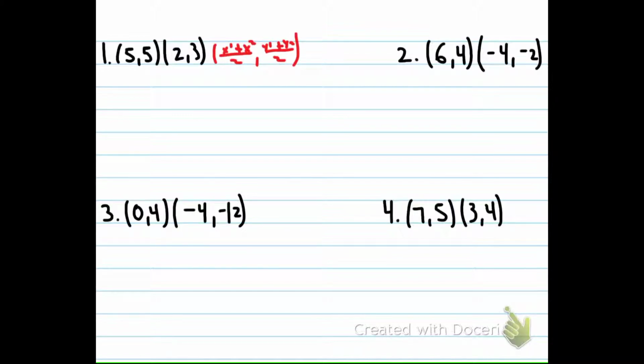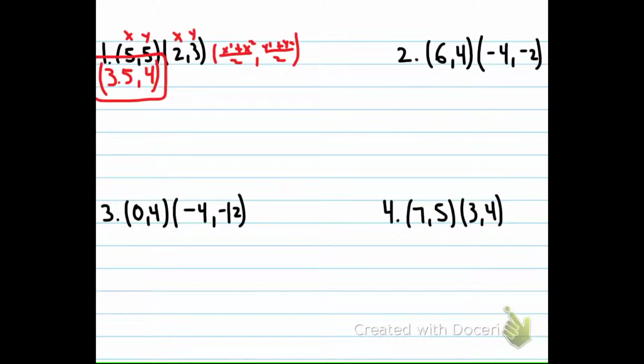So we're first going to start with our x's. So this is our x and then this is our x. So 5 plus 2 is 7, and 7 divided by 2 is 3.5. And then our y's, 5 plus 3 equals 8, so 8 divided by 2 is 4. So our answer is 3.5, 4.